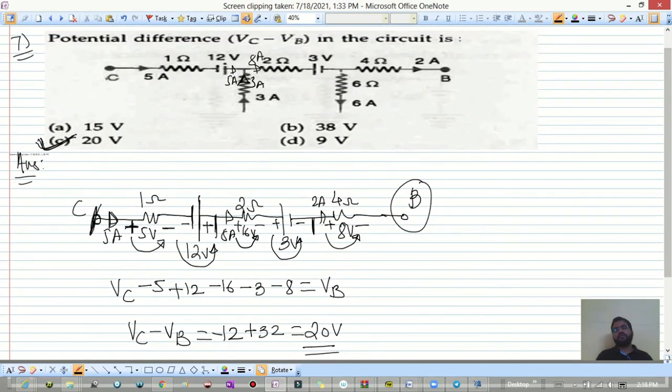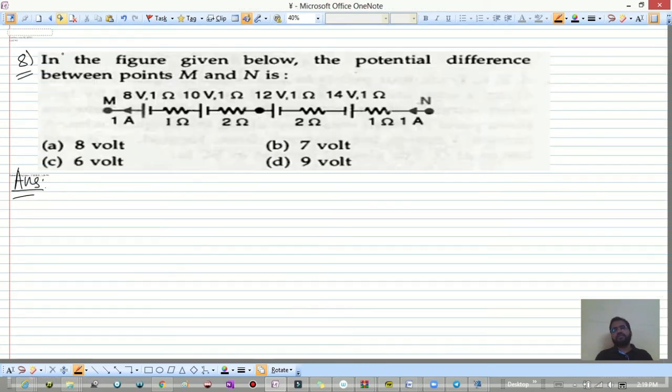Right. So if you start from point C, whatever drops, gains, drops, is equal to the potential at this point, right? So if you follow this method, you can calculate potential difference across any electrical circuit with ease. Okay, next problem it is given.